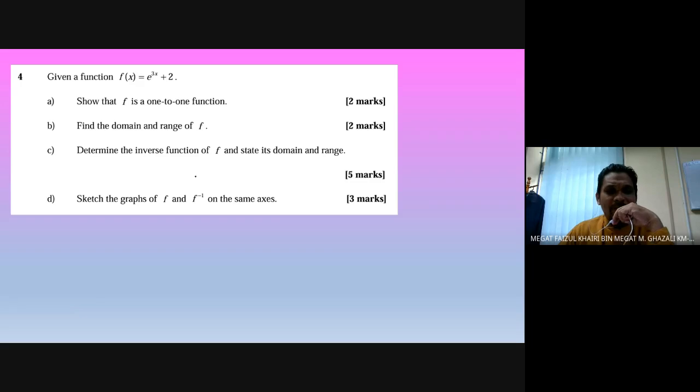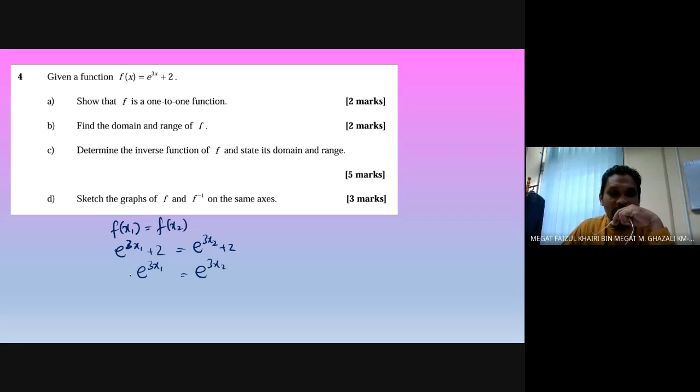Okay, show that f is a one-to-one function. Yes, f(x1) equal to f(x2). So e^(3x1+2) equal to e^(3x2+2). Then minus 2 left and right, it gives you 0 here. Then you get e^(3x1) equal to e^(3x2).